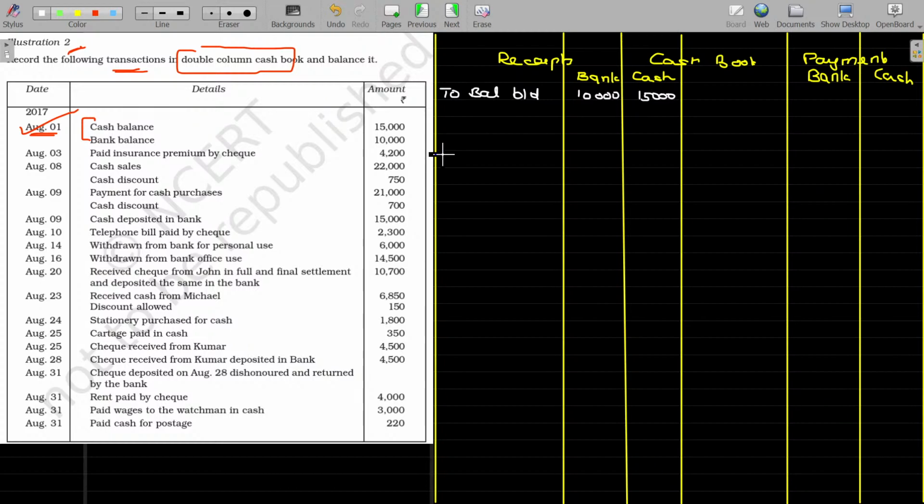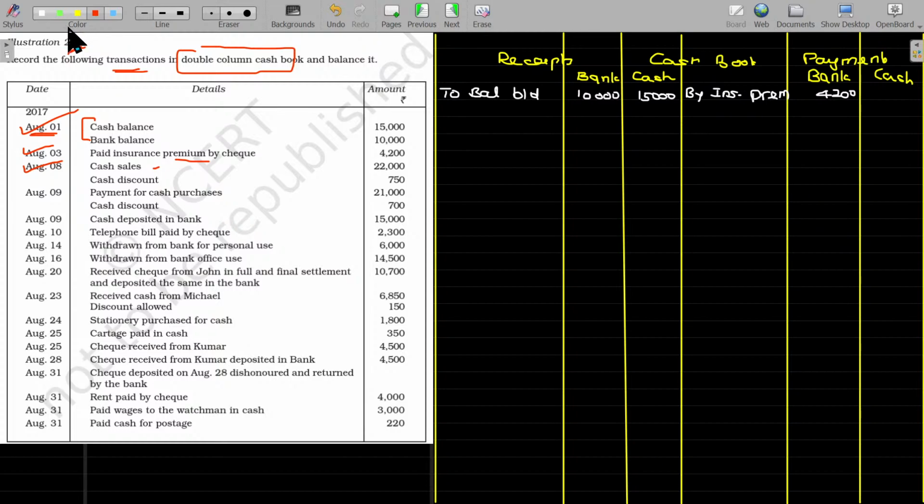Then on 3rd August, paid insurance premium by check. There's a payment, that too by way of check. So by insurance premium, the value being 4,200, by check. On 8th August, cash sales 22,000 rupees and cash discount 750.